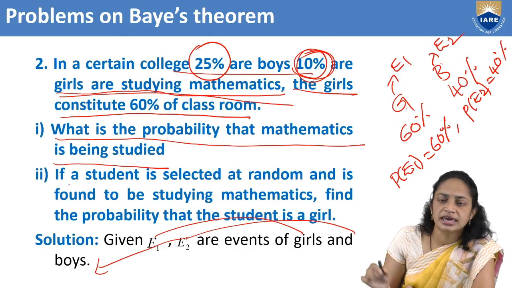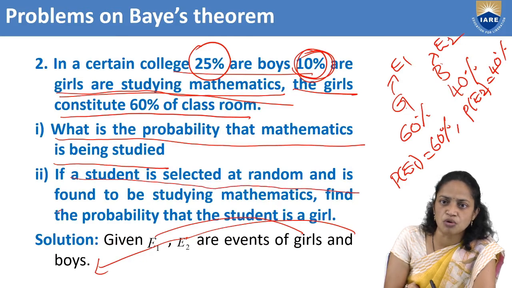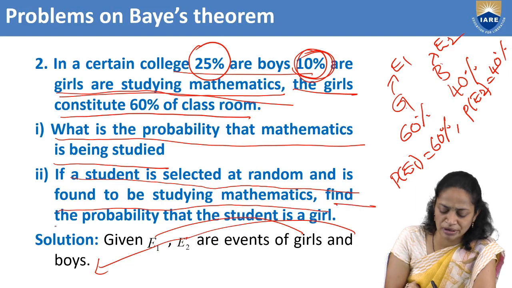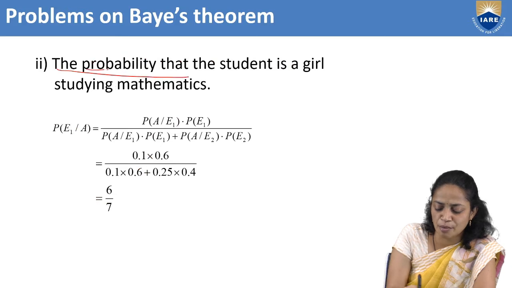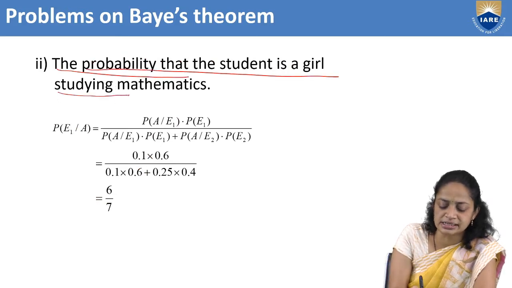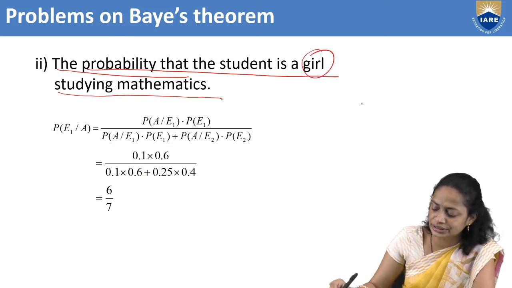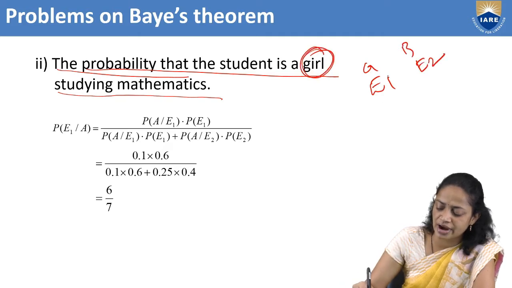Next, what is our question? Second question is, if a student is selected at random and is found to be studying mathematics, find the probability that the student is a girl. That means girl is denoted with E1 and boy is denoted with E2. So here we need to find E1.